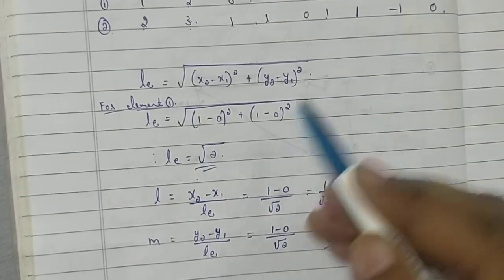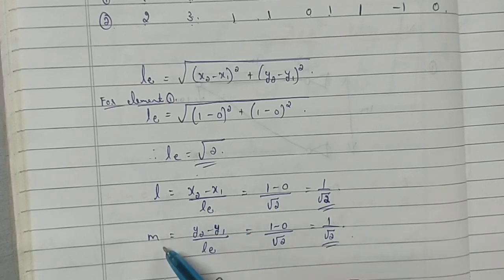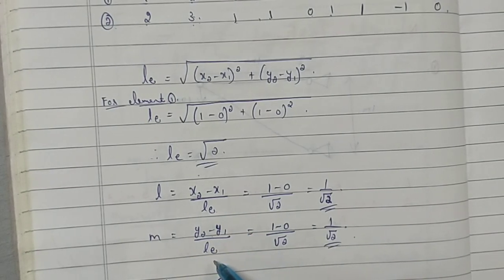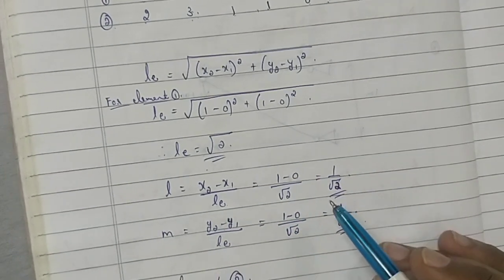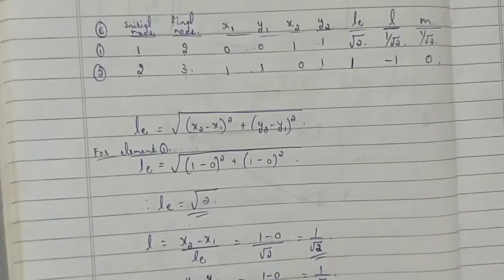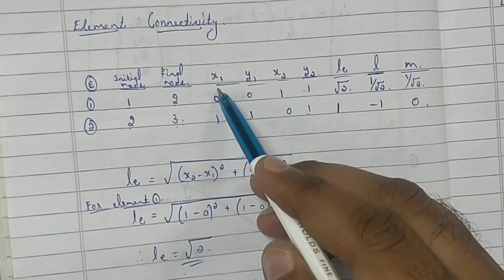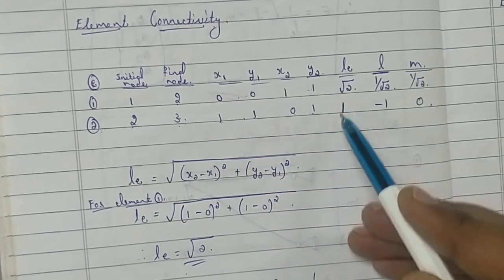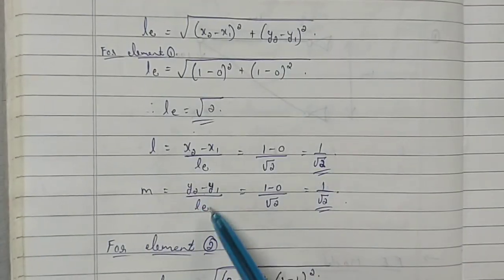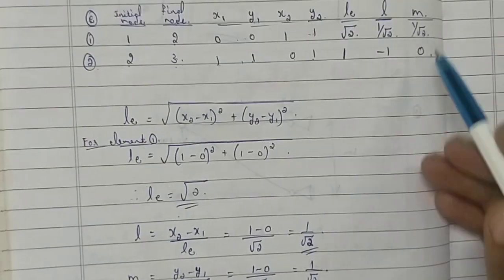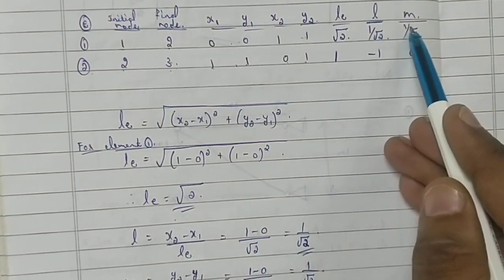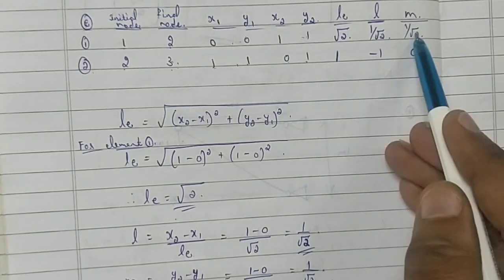Similarly, L and M. L is equal to x2 minus x1 divided by LE. M is equal to y2 minus y1 divided by LE. We have seen how we got this in the derivation, correct? So just write x2 minus x1 divided by LE. LE is this one, so you will get 1 by root 2. Similarly, y2 minus y1 divided by LE, you will get 1 by root 2. LE, L and M you have got for the first one.